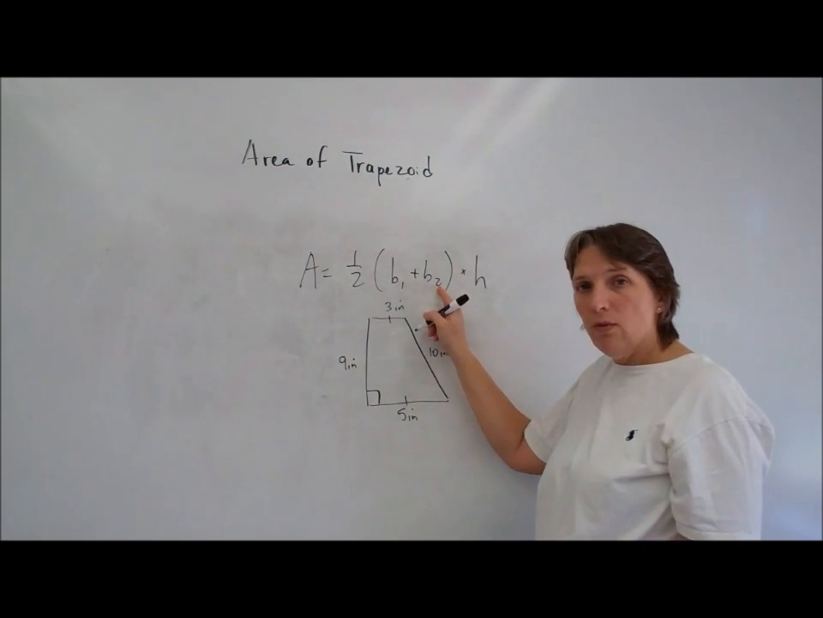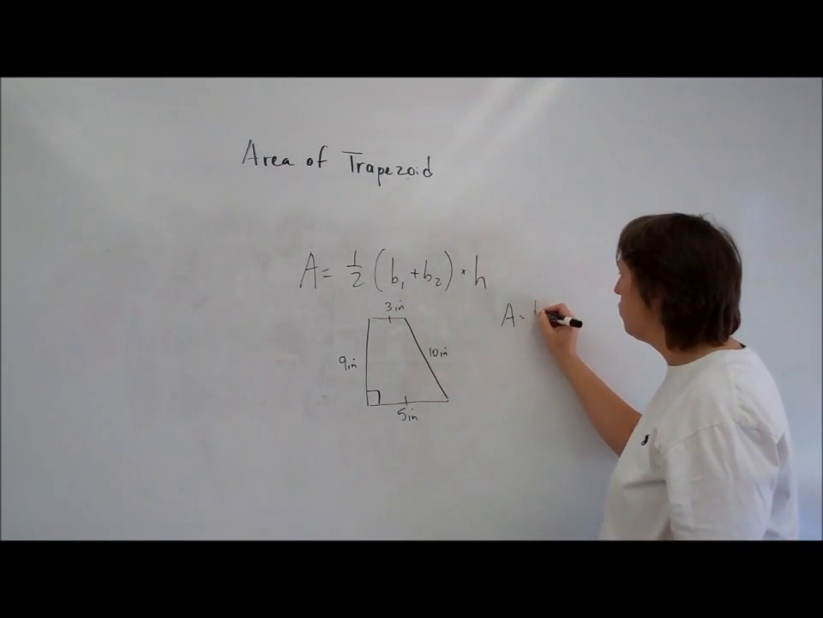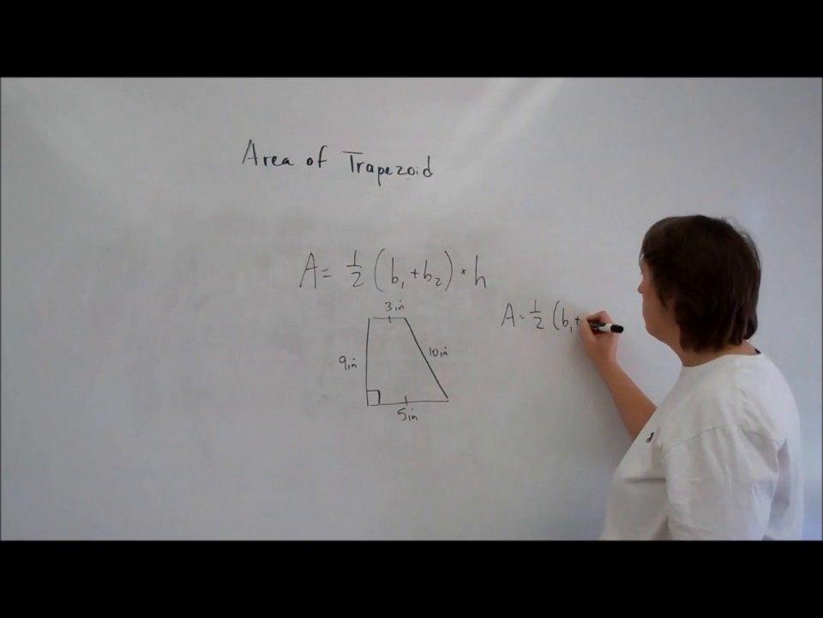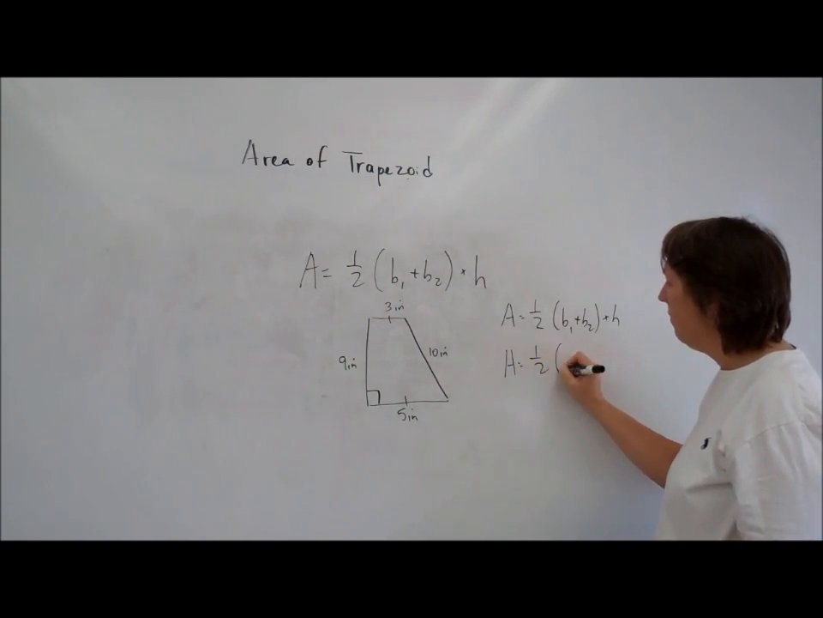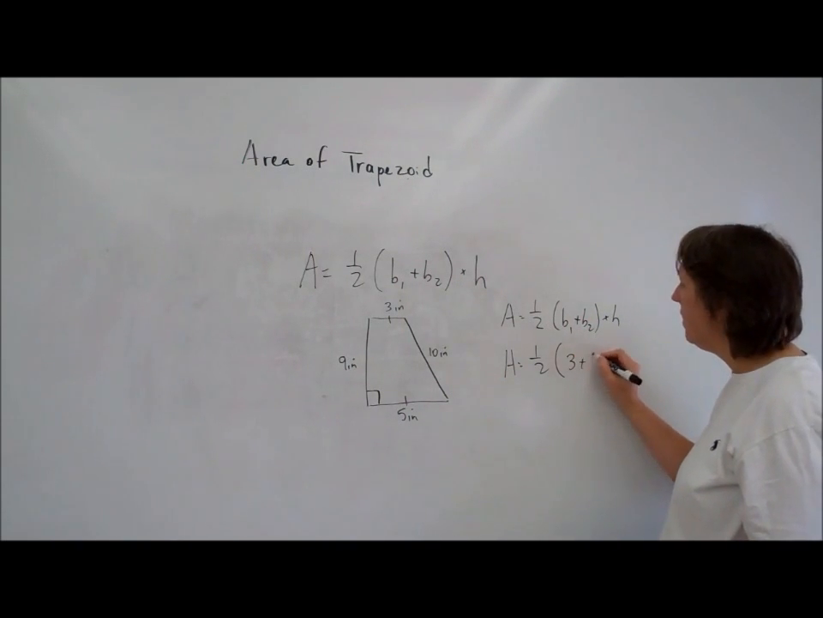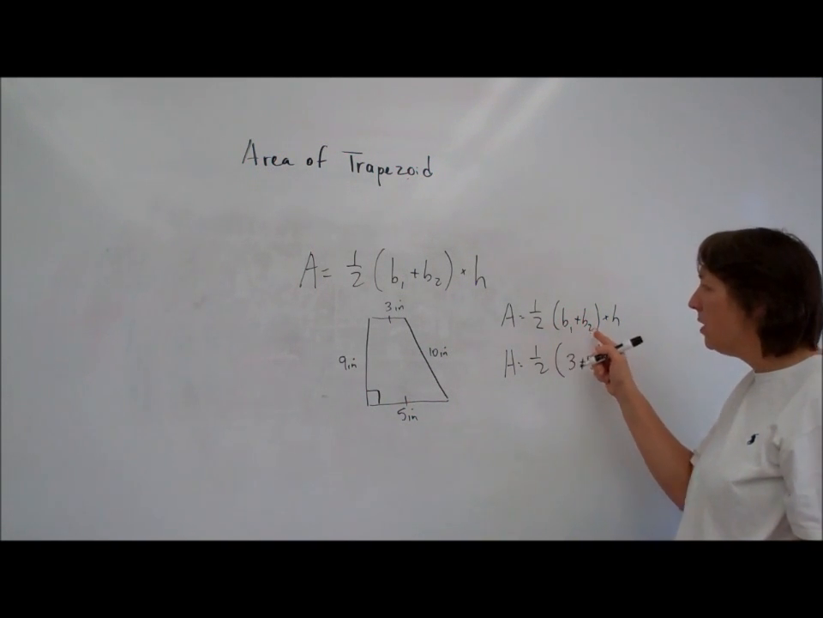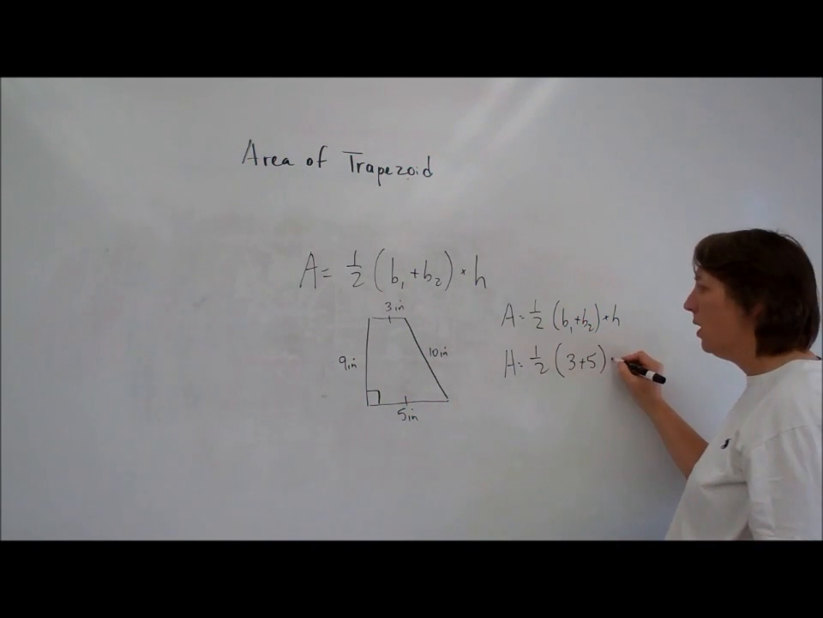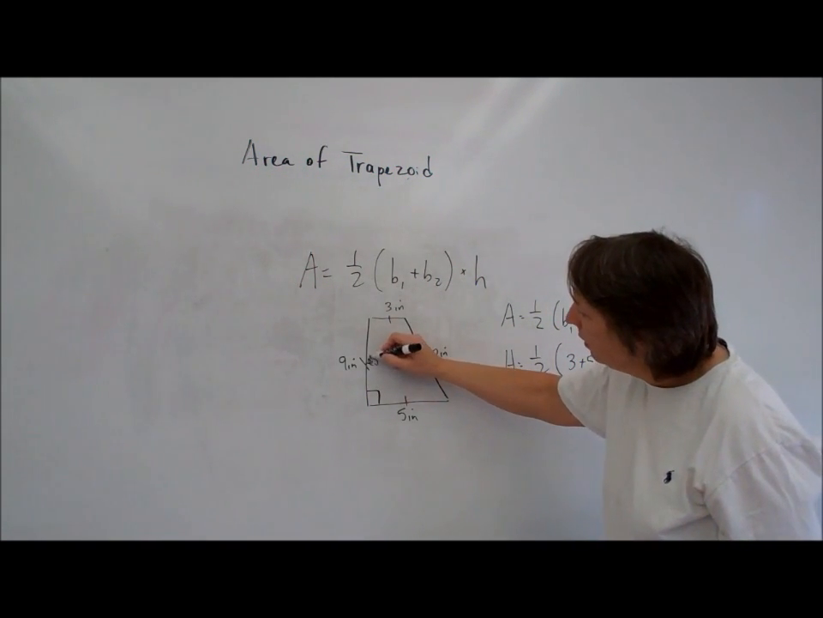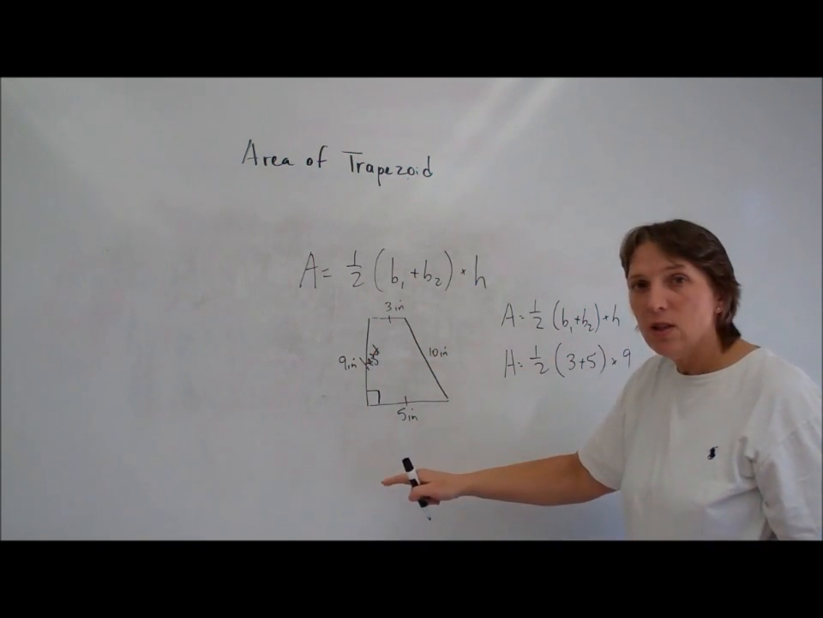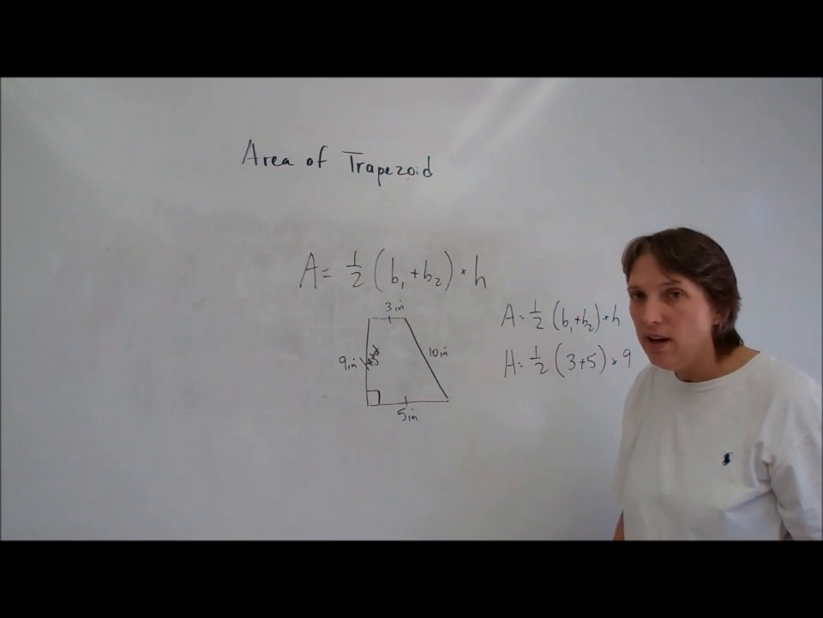Okay, so now we have to write our formula, and now we substitute in. So here we go. We're going to write A equals 1/2 times the quantity of b sub 1 plus b sub 2 times h. A equals 1/2, and then I'm going to say 3 plus 5, and yes, you must write 3 plus 5. You can't say 8 there because you're substituting in for the values of b sub 1 and b sub 2. Times, and the height is 9. Don't forget, it's the one that connects the two bases that forms right angles. That's a perpendicular line. It is not the slanted line.